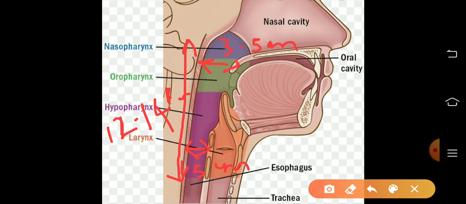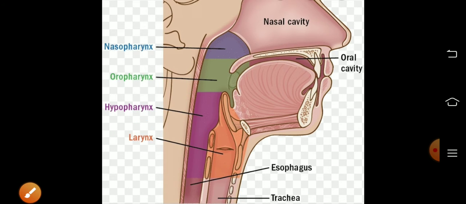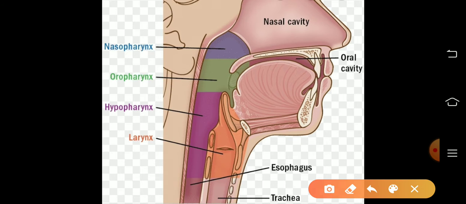And where is it located? It is located, as you can see, behind the nasal cavity, behind the oral cavity, and behind the larynx.